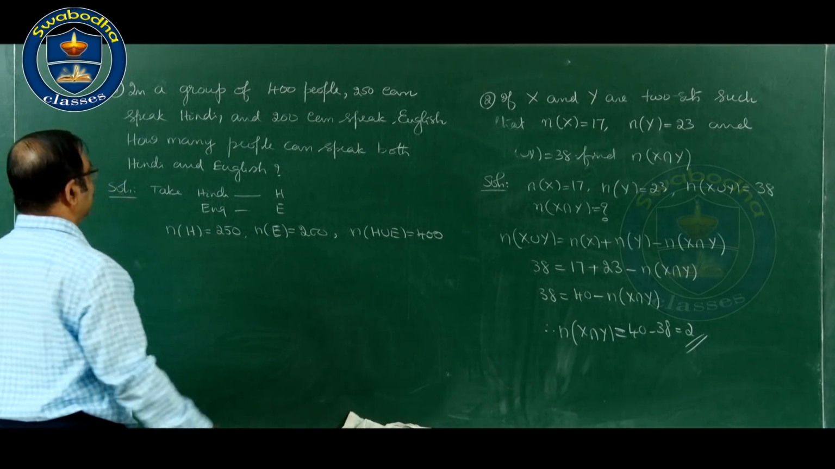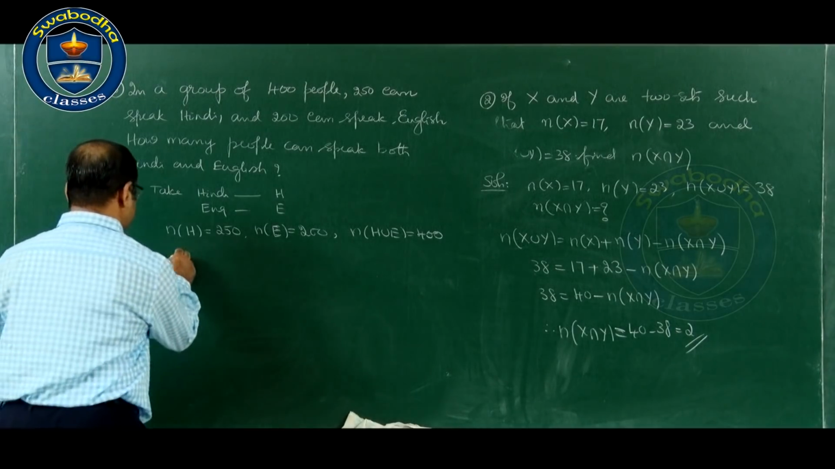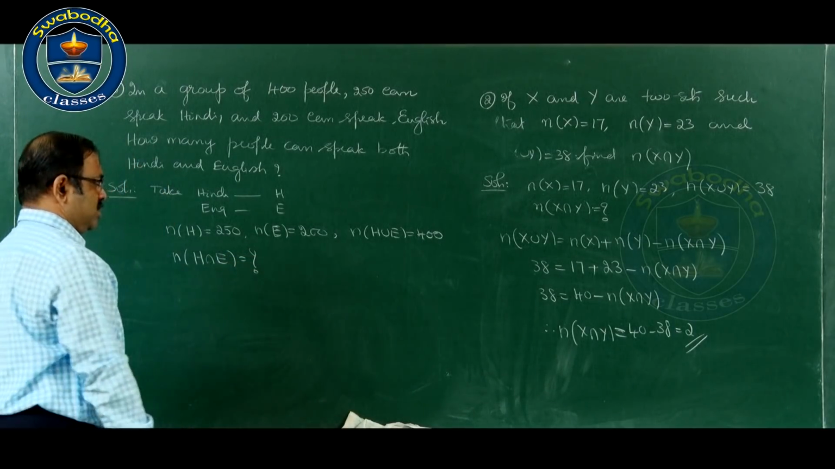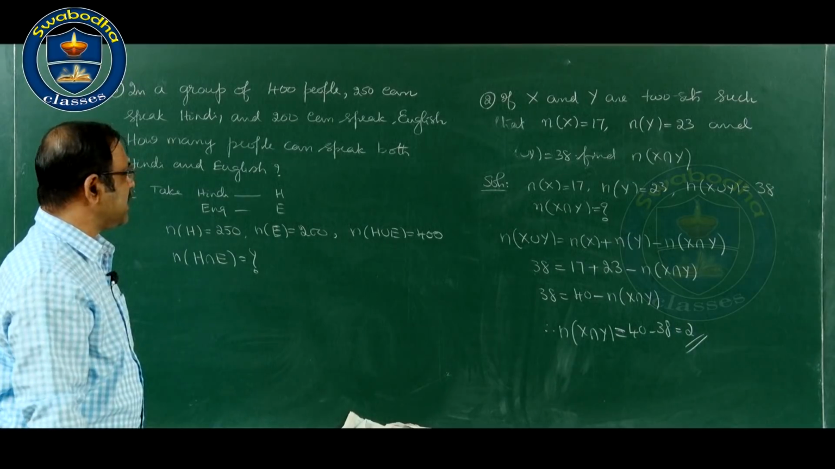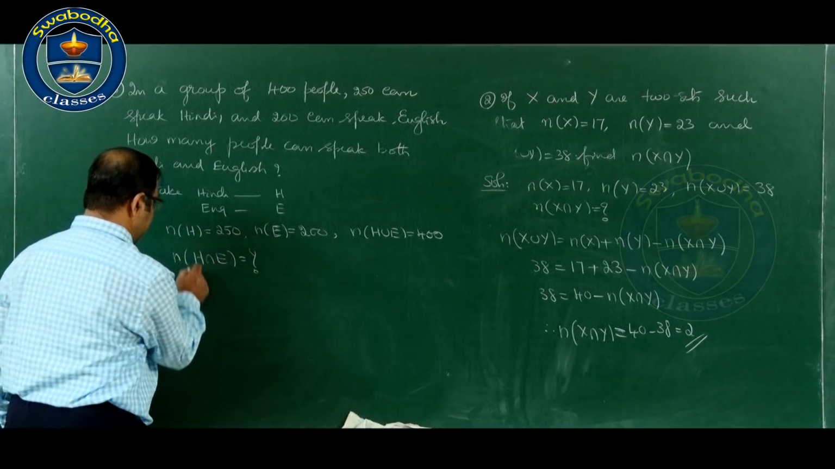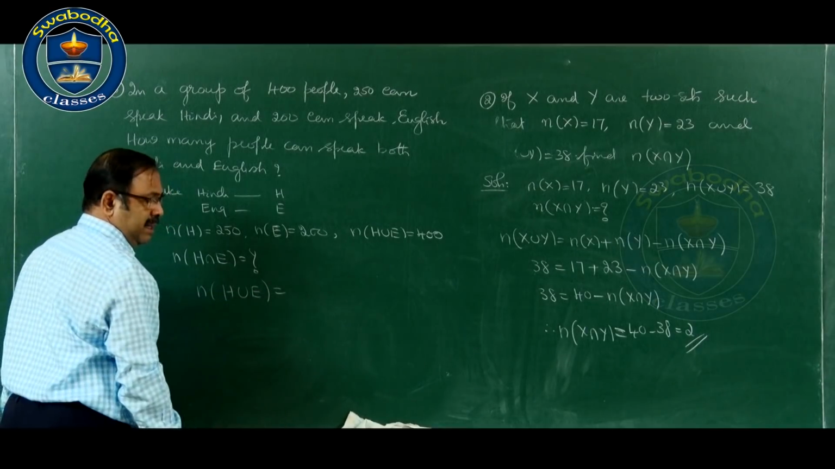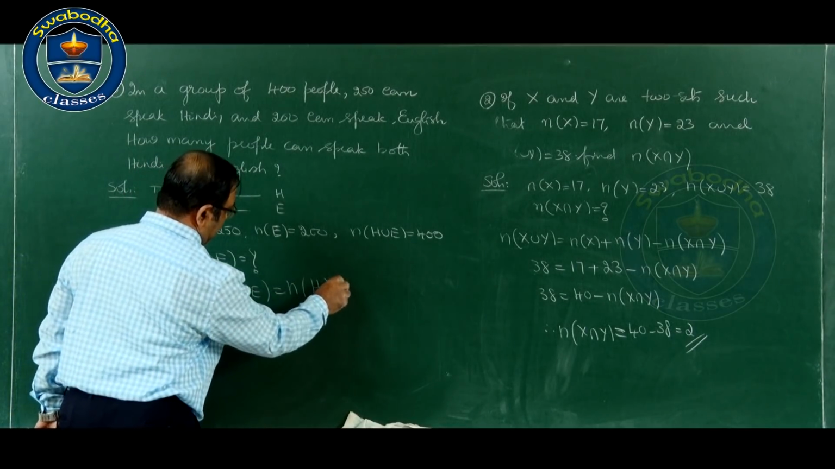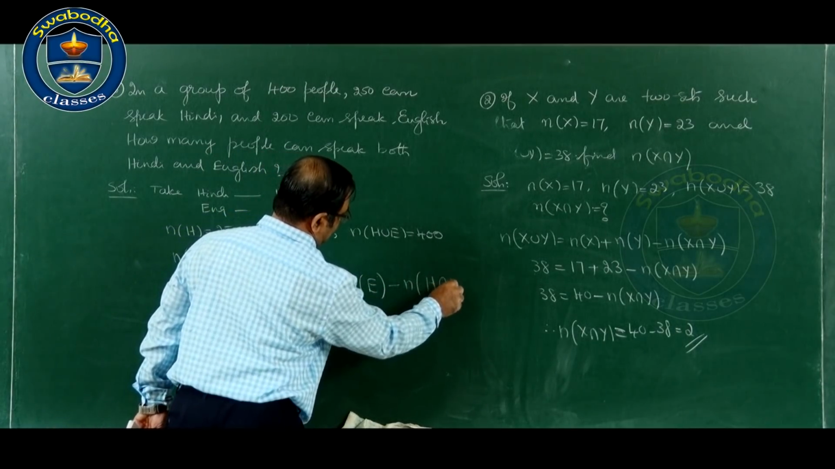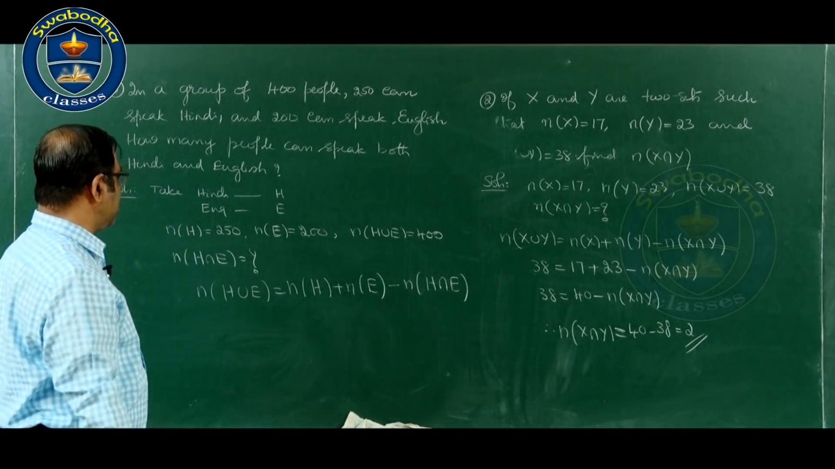Now you have to find how many people can speak both Hindi and English. So, H intersection E is how much? We have to write H intersection E. Now, see, N of H union E is equal to N of H plus N of E minus N of H intersection E.